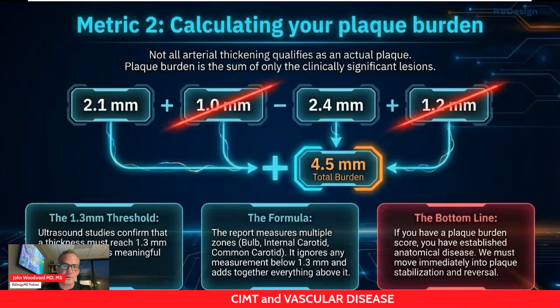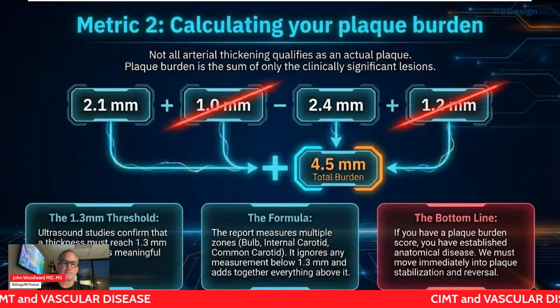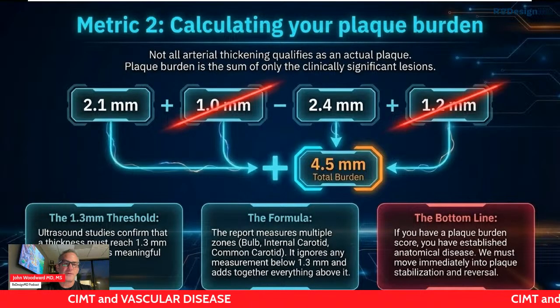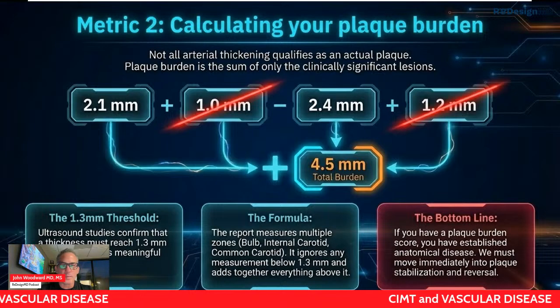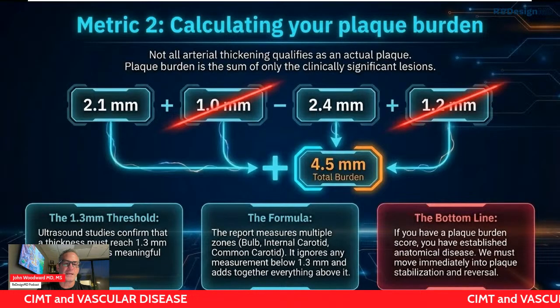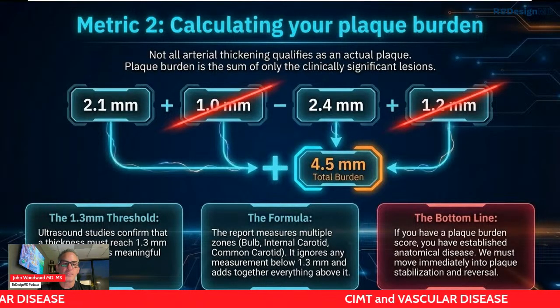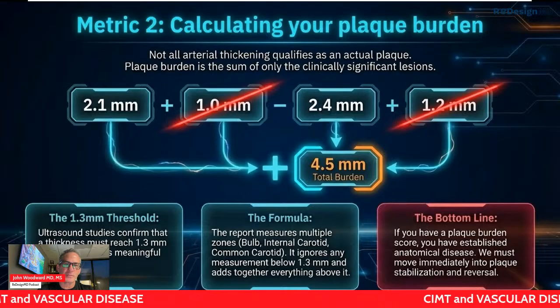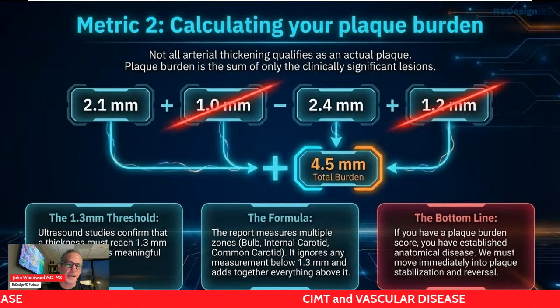So, calculating your plaque burden. If you look back at that score, when you look at the plaque scores at the bottom of the page, we don't count them unless they're 1.3 and above. In fact, some of the scores you might see at 1 or 1.2, we don't count those. Even though they're measurements, we don't think they're substantial or meaningful enough to count as plaque. So we will cross those out, and we just take the measurements greater than 1.3 and add them up, which comes to a total plaque burden of 4.5.